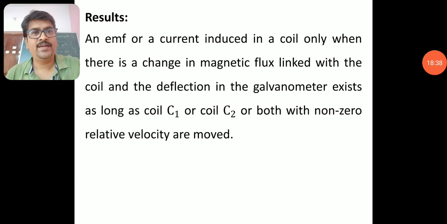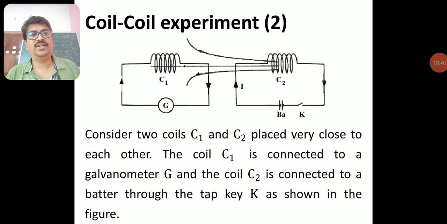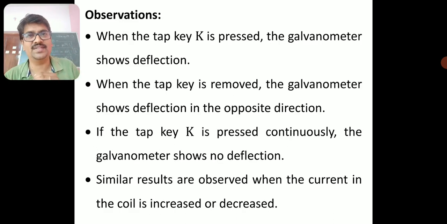We move on to the next experiment, which is again the coil-coil experiment. Consider C1 and C2 placed very close to each other, and the coil C1 is connected to a galvanometer, coil C2 is connected to a battery with a tap key. This time we have a plug key. The only change made here is the plug key. It's the second experiment, coil-coil experiment number 2. We'll see what observation we can make with this.